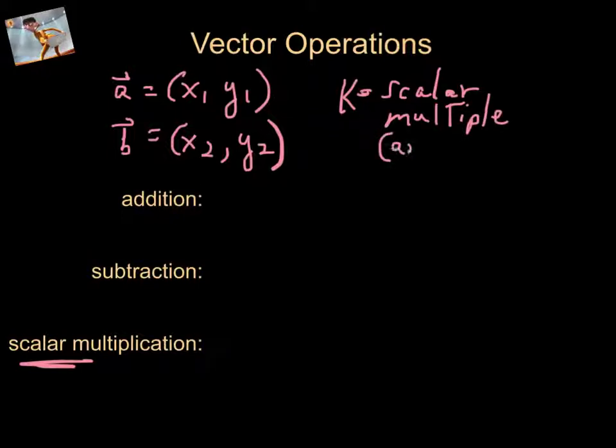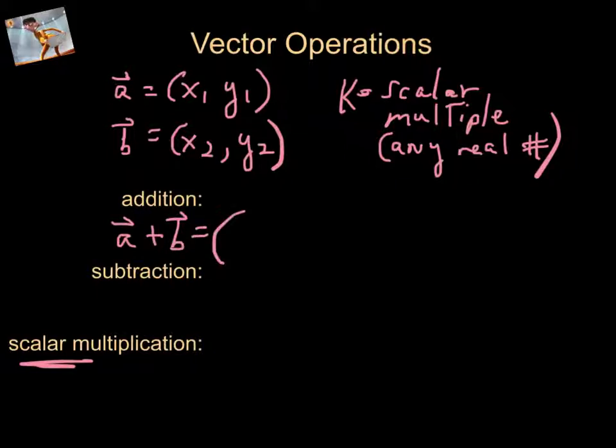And it is going to be any real number. Okay? All right, we'll get to that in a minute. First, addition. So if I were to ask you to take vector A plus vector B, this is how you add them. You add the x values, comma, and then you add the y values. Not too bad. That would represent the sum of vector A and B.